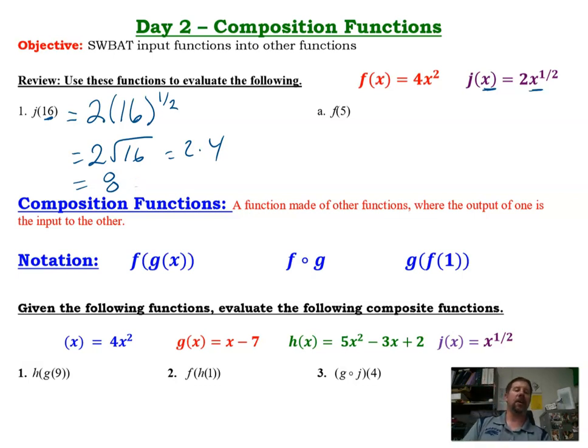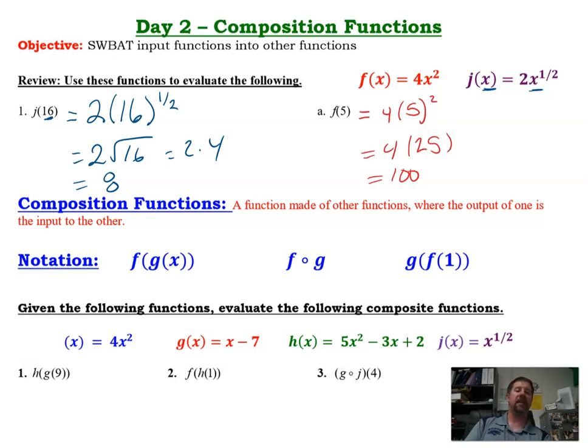Maybe now on your own, I'm going to pause it for a sec. Go and try f of 5. Okay, f of 5 means I want to plug 5 into the f function. So this is 4 times 5 squared. Again, following order of operations, exponent first, so 4 times 25, and 4 times 25 is 100. All right? So that's not a function composition, that's just evaluating a function, but just a quick little review.